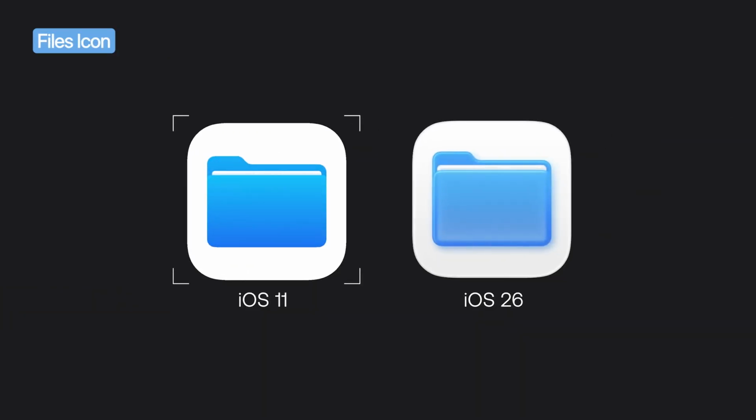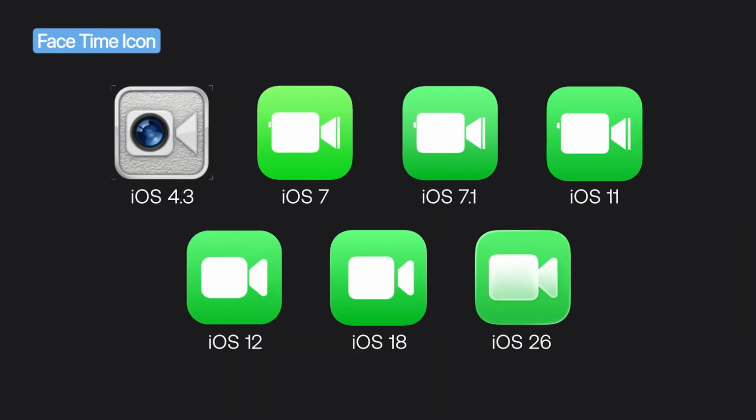The Files app arrived with iOS 11 and had a flat blue folder icon. Now, the folder is better outlined and brighter. The FaceTime icon borrowed the realistic design from the camera, but after iOS 7, everything became flat, with a green background and a stylized symbol that continues to this day.